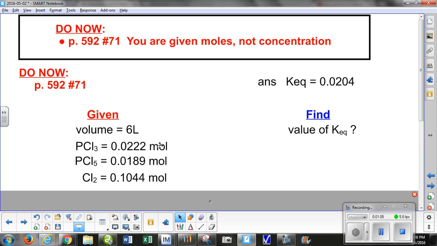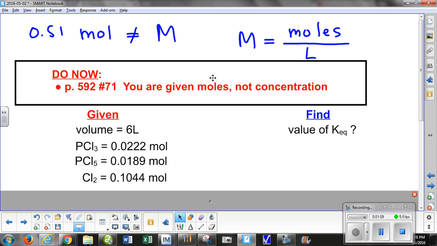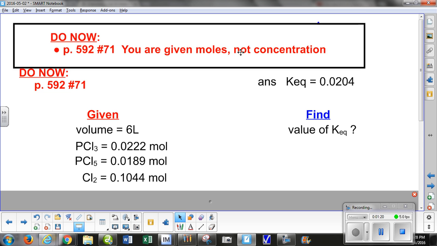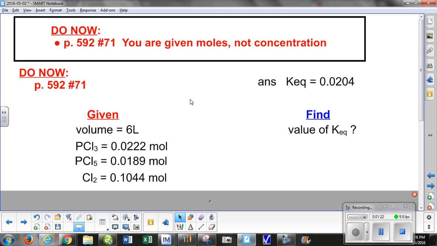Since these are moles and not molarity, and one more time, molarity is not moles. They are not the same. The big letter M stands for moles over liters. Fortunately, they kept the numbers fairly simple, which is a real blessing.